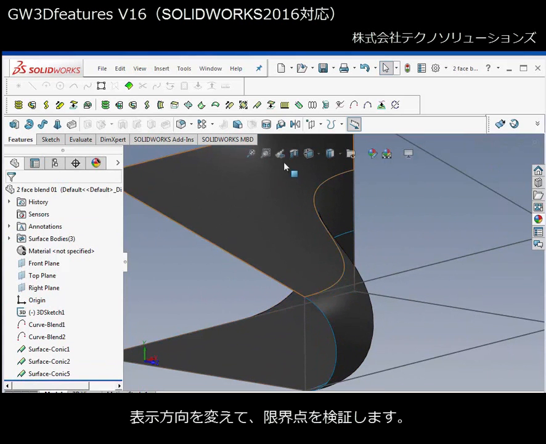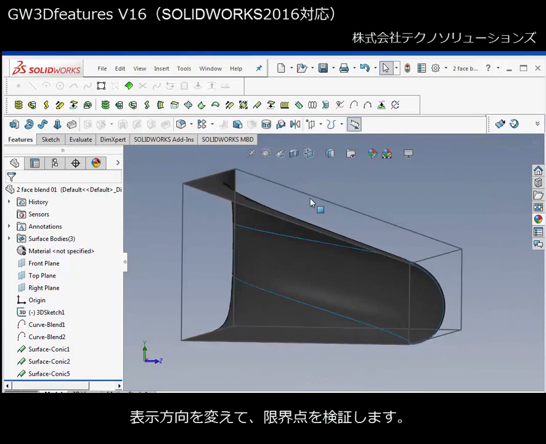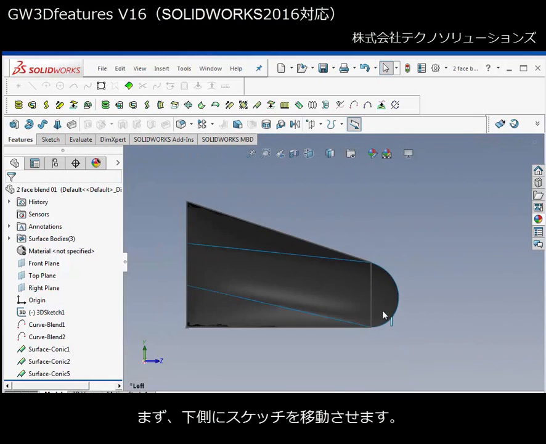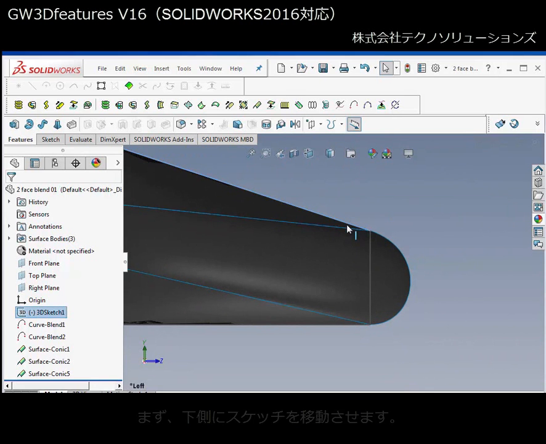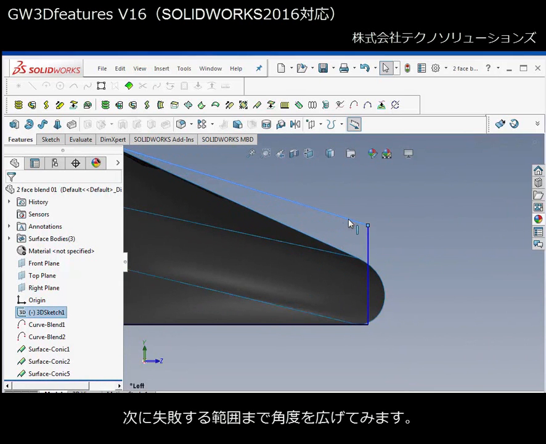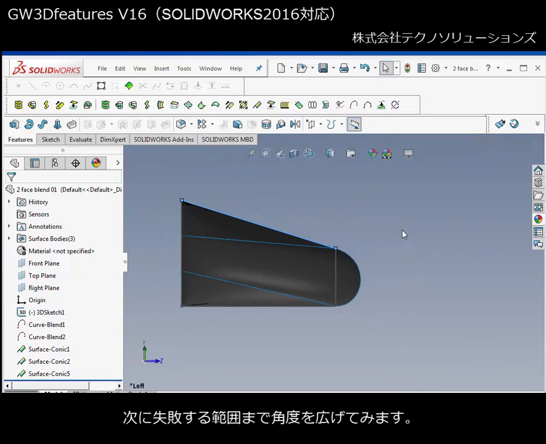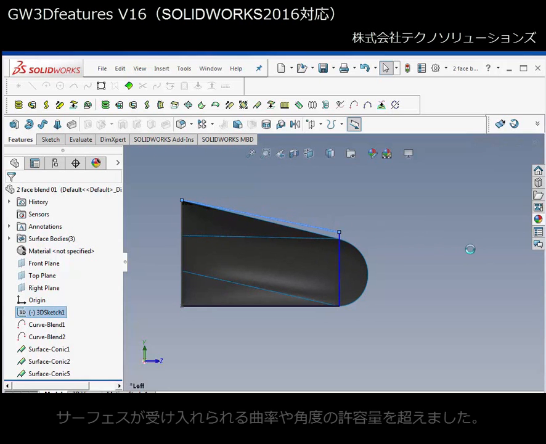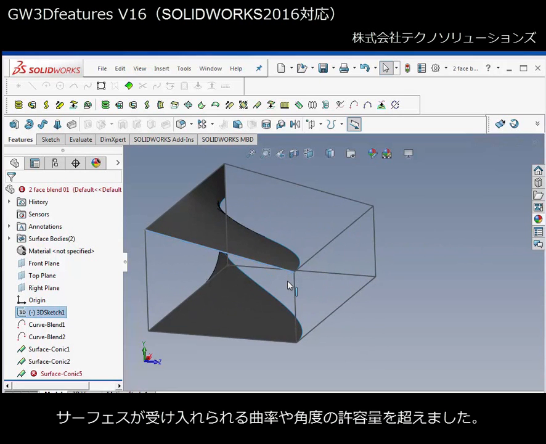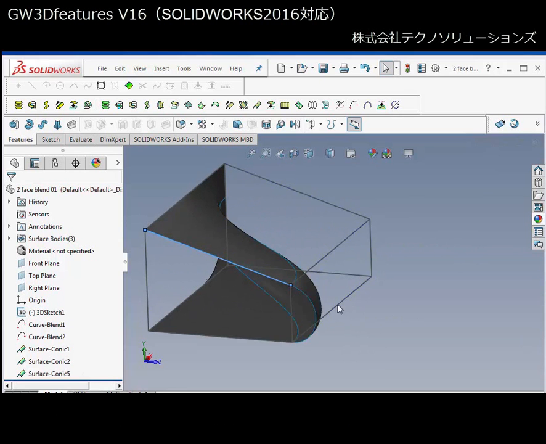So let's go ahead and open the SketchUp until the surface fails. As you can see, the top edge is pointing down towards the bottom edge, creating a closed angle. As the angle opens up, we encroach on the range where the surface fails. So we've exceeded the acceptable amount of curvature or angle that the surface will accept.